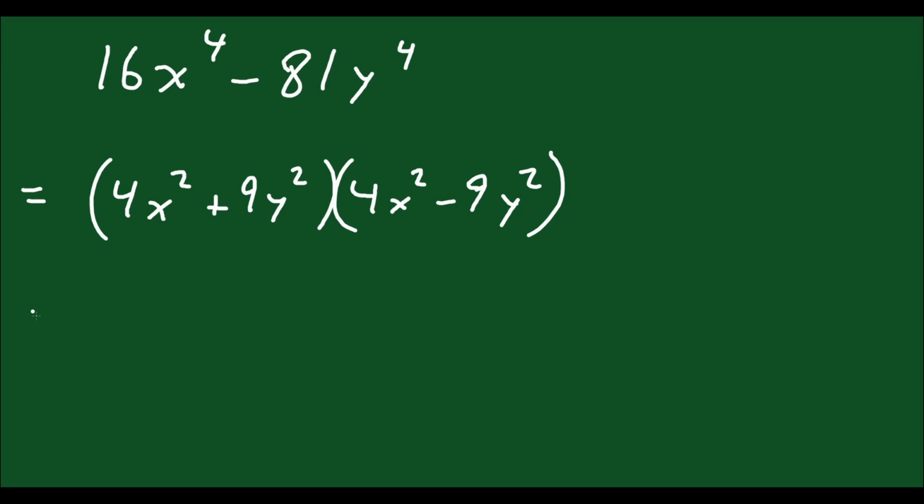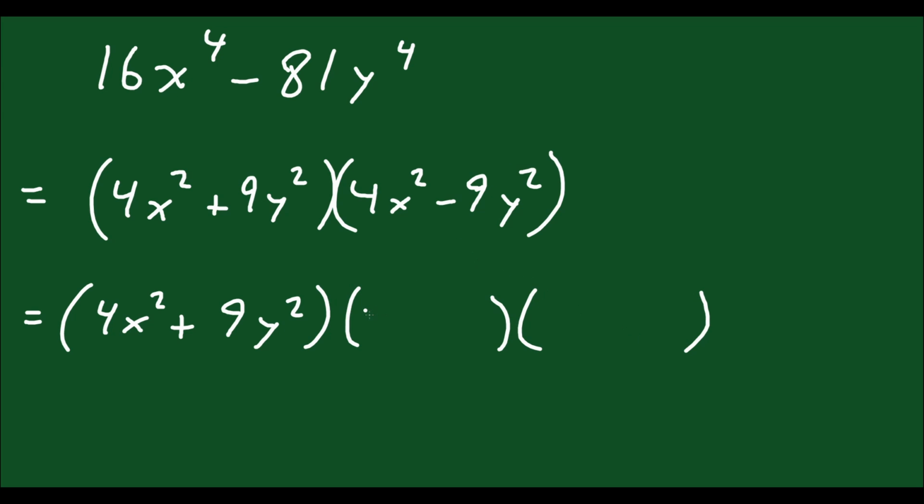So I could say, all right, 4x squared plus 9y squared. That one's the same. But then this one I can factor again. So you'd have 2x plus 3y and 2x minus 3y. Now you're done, because this is the only one with subtraction, but they're not squares, so you can't factor that any further.